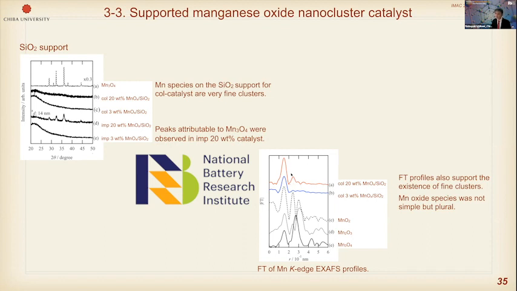This is an FT profile of the EXAFS. And we can see in the 20 weight% case, there is a little bit of a peak around the manganese scattering. So it has some size. However, it isn't large enough to be detected by XRD. So the EXAFS also supports the existence of fine, small clusters.